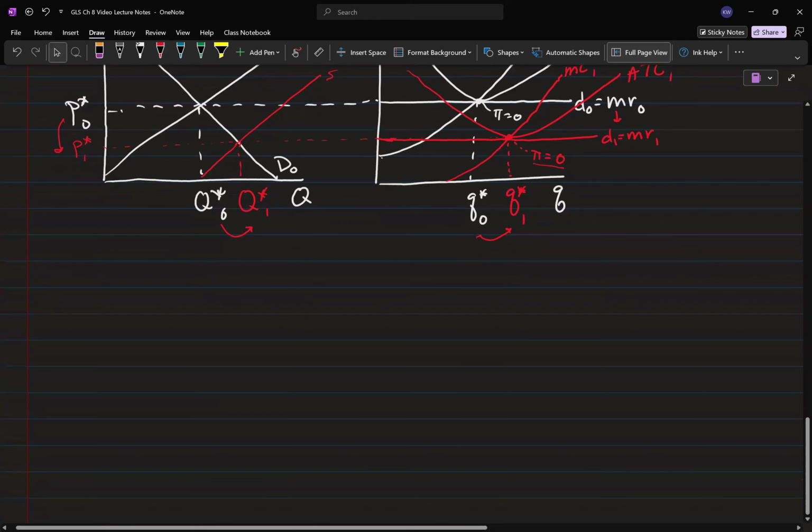Now we'll go to our fifth example. This is going to be an increase in fixed cost.